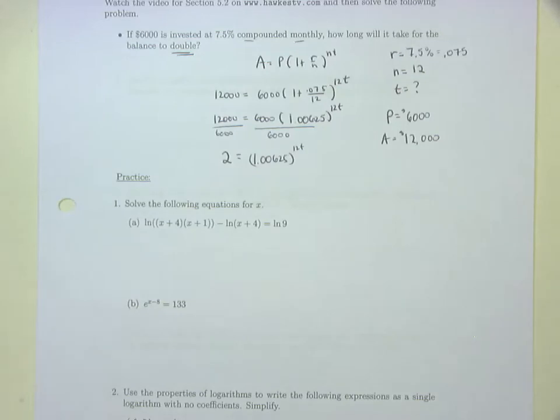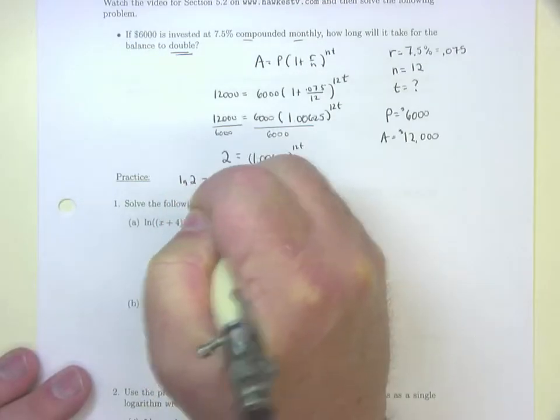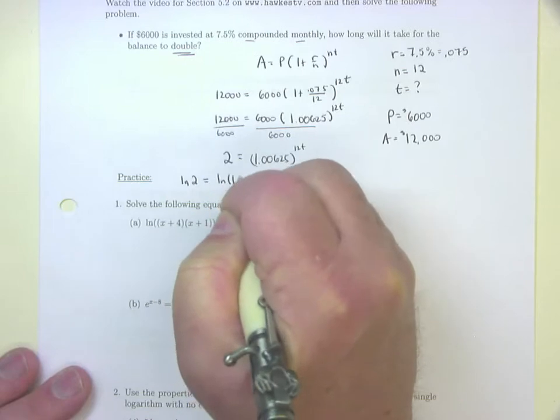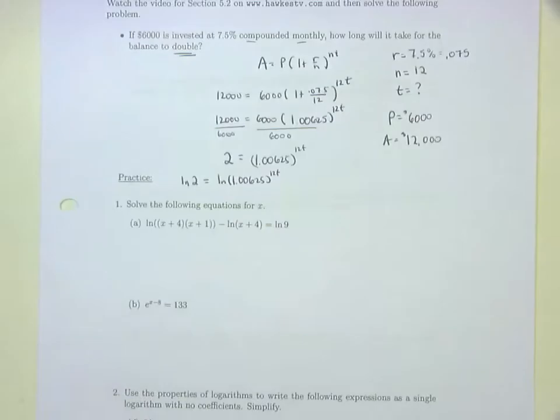And there's only one concept in the world that solves for exponents. What is that? Logs. And we're going to be using natural logs in all the problems we do. So we're going to take the natural log. But it's a function, so what I do to one side, I do to the other. Now I'm going to take the natural log of both sides. This will give me the natural log of 2 equal to the natural log of 1.00625 to the 12t. Does that make sense?